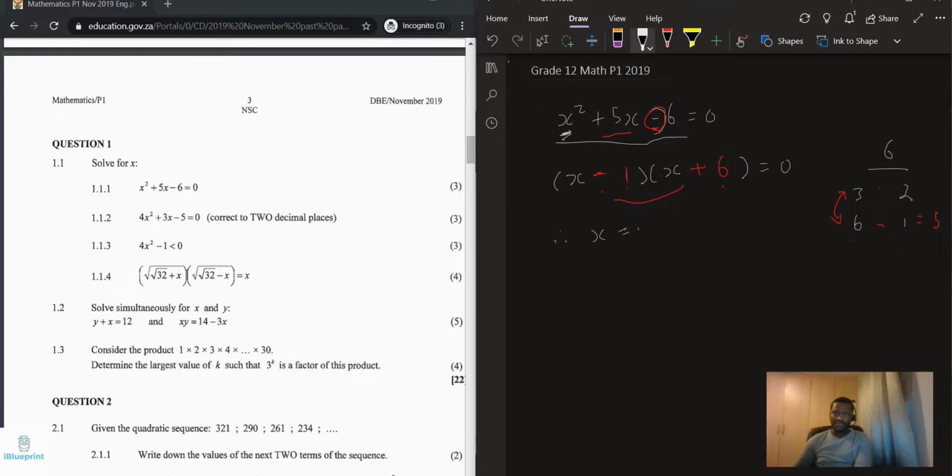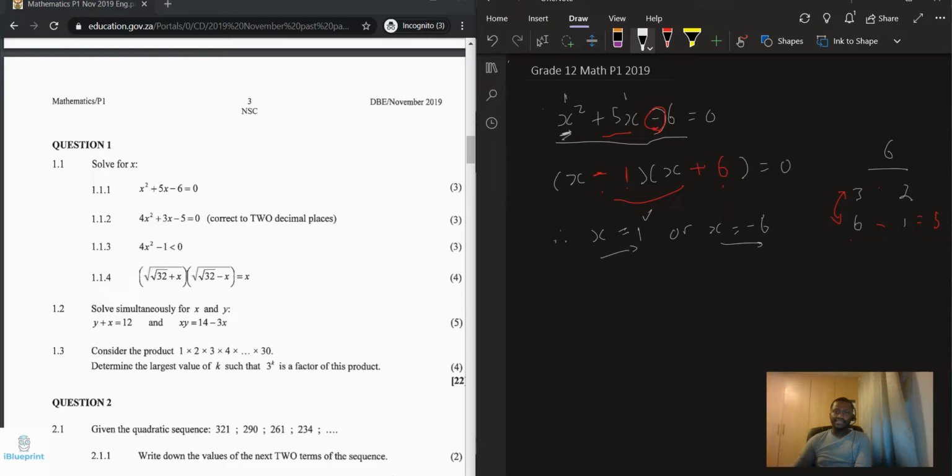So x is equal to 1 or x is equal to negative 6. I always like to quickly check this so you can be sure that you've gotten those 3 marks. If you substitute 1 here, you have 1 squared plus 5 times 1. This becomes 6. 6 minus 6 is equal to 0. So okay, you can be happy with this one.